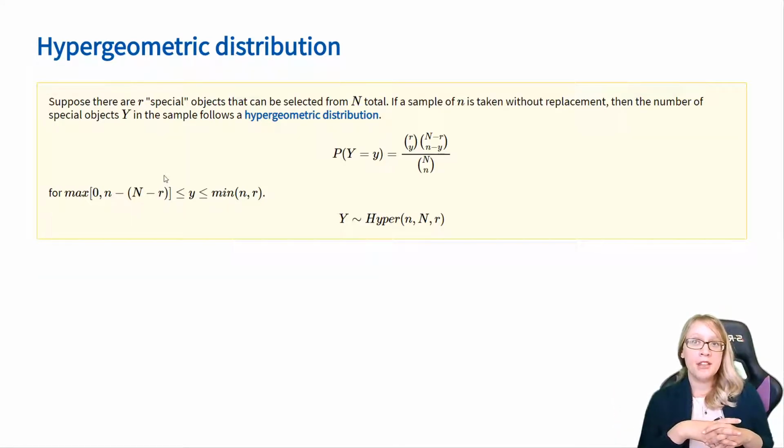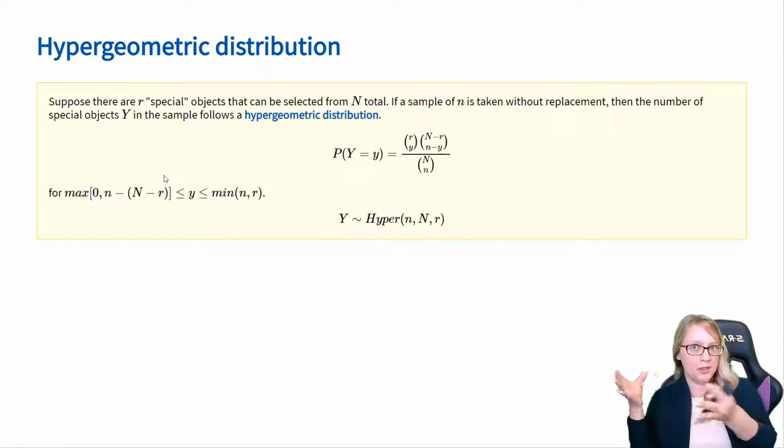So the probability that there are y objects or y members of a sample with this special characteristic is r choose y times N minus r choose n minus y, divided by big N choose little n. Think about what this is really looking at. In the denominator, we have big N choose little n. So this is the number of ways to choose a sample of size little n from a population of size big N.